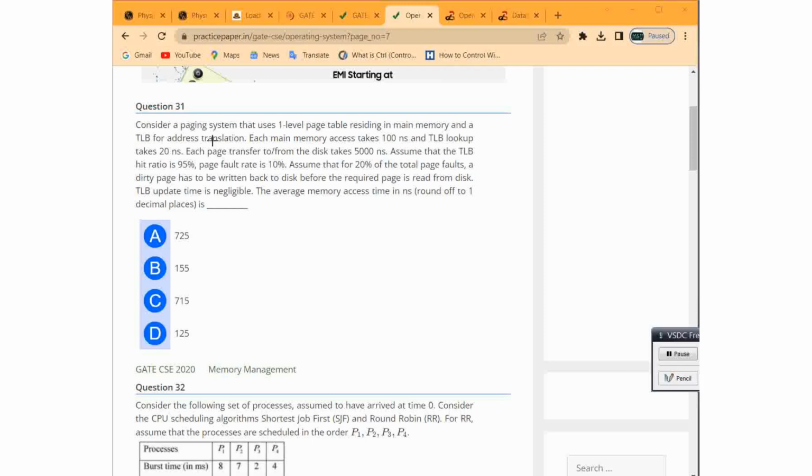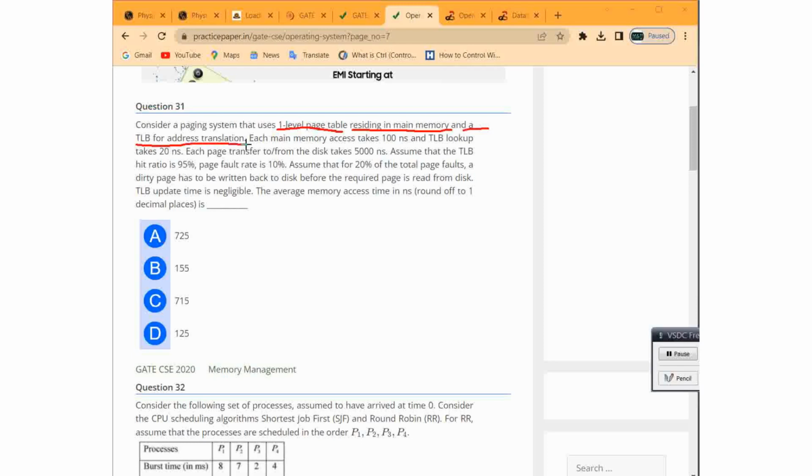Consider a paging system that uses a one level page table residing in main memory. The page table is stored in main memory, and a TLB is used for address translation. This uses the TLB scheme for address translation.